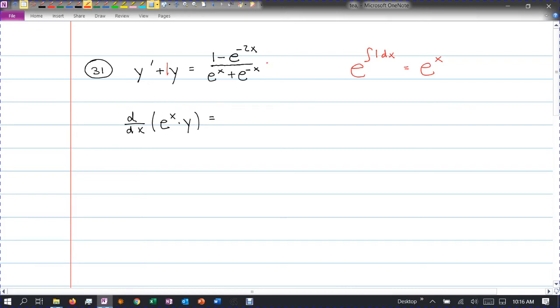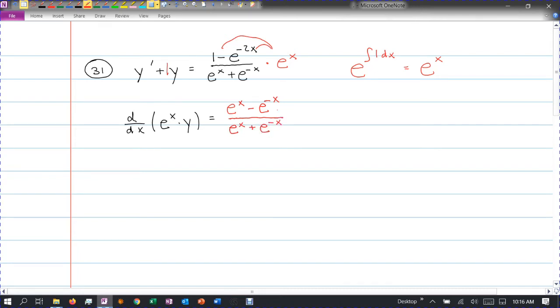Let's do this, times e to the x. Let's go ahead and multiply through the top. So we're going to distribute here and here. Let's see what we get. We get e to the x minus, now we add the exponents, negative 2x plus x is just negative x, so e to the negative x over e to the x plus e to the negative x.